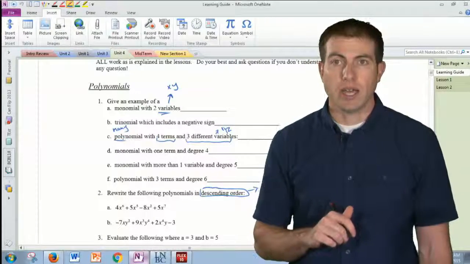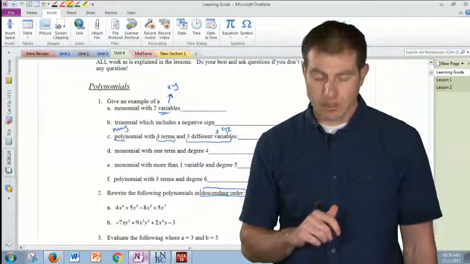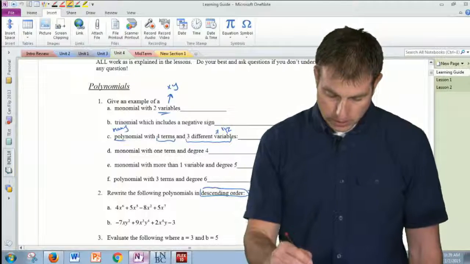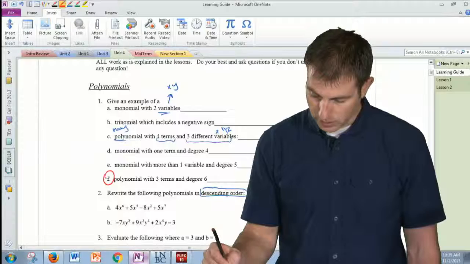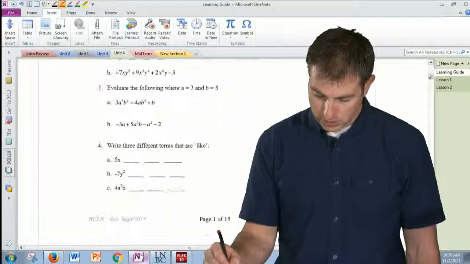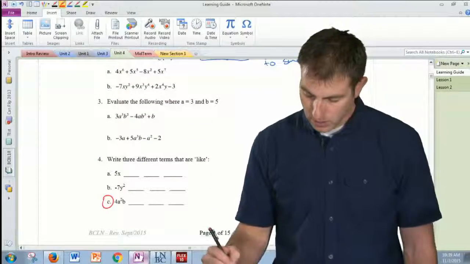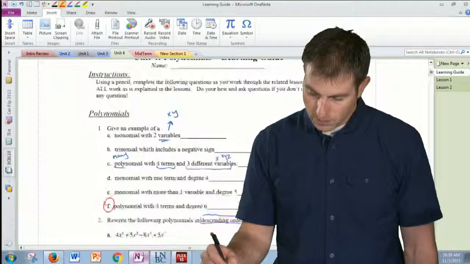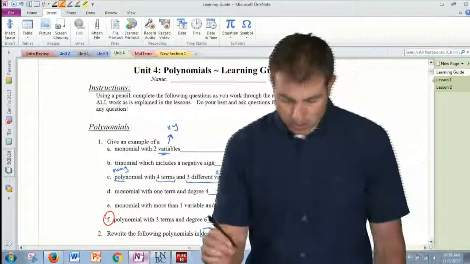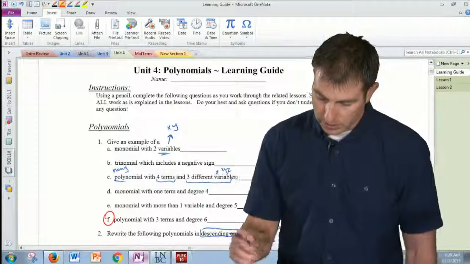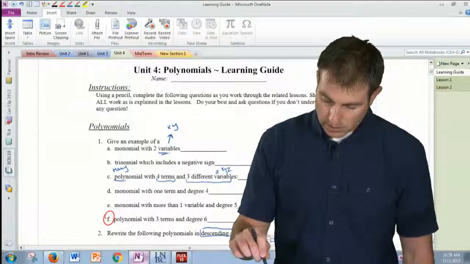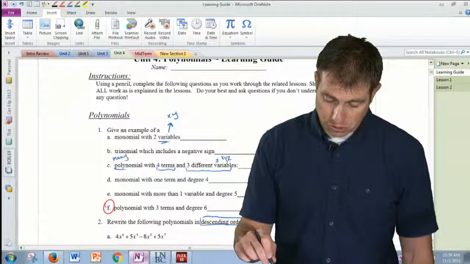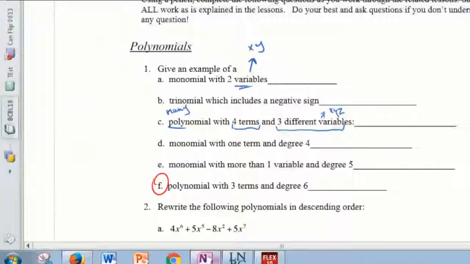So Taylor had a few questions. Learning Guide 1F and 4C. Here's 1F, and let me find 4C. Okay. Polynomial with 3 terms and a degree of 6. So a polynomial with 3 terms is a trinomial. So we're going to have 3 things. I'm just going to add these 3 things together.